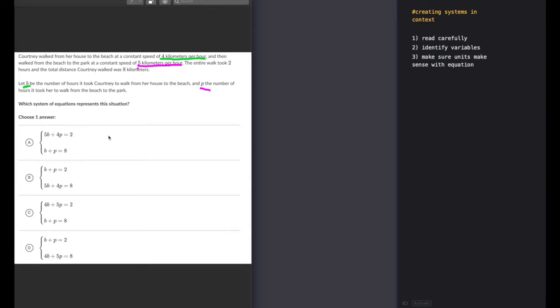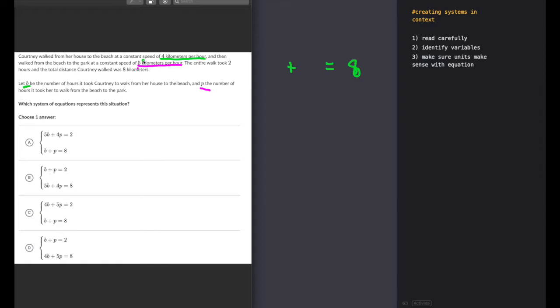And so when I look at this, I am thinking that the total kilometers she walked is going to be 8. If she ends up walking 8 kilometers, then 8 is going to be a combination of two things. It's going to be the kilometers she walked between her house and the beach, added to the kilometers she walked from the beach to the park. So how many kilometers did she walk from her house to the beach? They tell us how fast she went, but they didn't tell us how many kilometers she went.